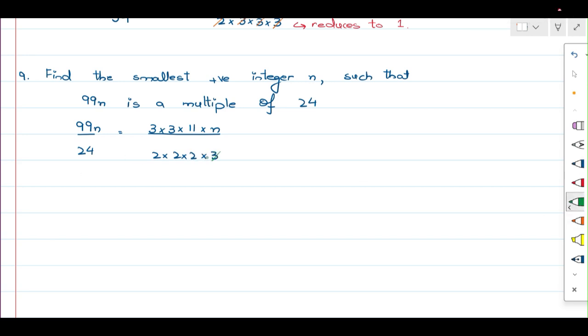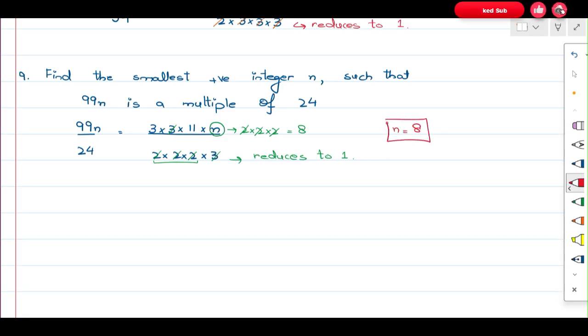Now this 3 is cancelled with 3. So how do we reduce this denominator to 1? We need to cancel these three 2's, which means n should be equal to 2 into 2 into 2, that is 8. So we can easily cancel these three 2's, and now the denominator reduces to 1. So the least positive integer n is 8, such that 99n is a multiple of 24. This statement is true when the denominator reduces to 1.